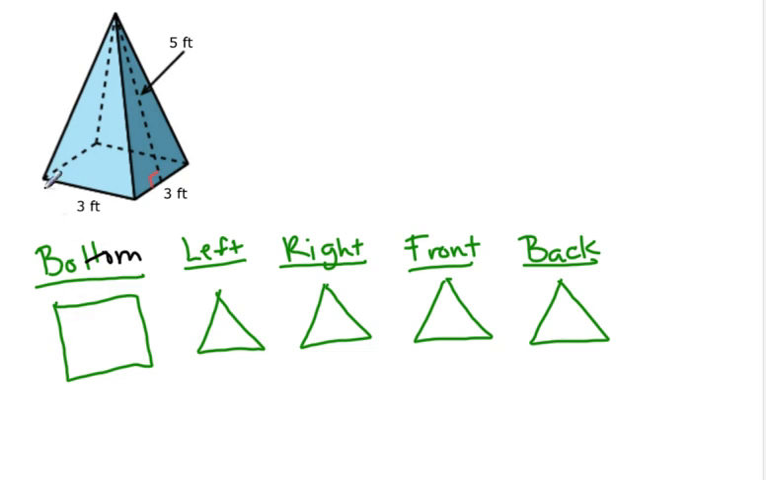Okay, so the bottom is 3 by 3. Our height for the triangles is 5. And the base is 3. And because this is a square, we know all of our bases are 3, because the bases around the edges are the triangles. And then our height is the same all the way around, because they did not give you any other dimension. So these are also 5.